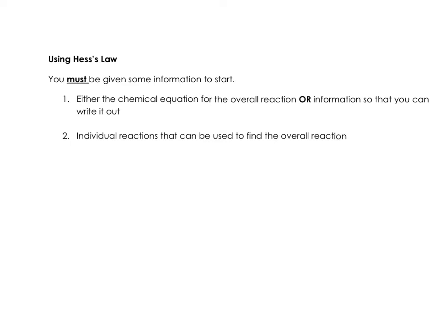So with Hess's law, you must be given some information to start with. You either have to have the chemical equation for the overall reaction, or you have to have the information so you can write it out. So you have the target reaction. And then the second piece of information that you have is the individual reactions that you're going to use to find the overall reaction by adding them up. Hence, law of heat summation, because we're adding the steps up.